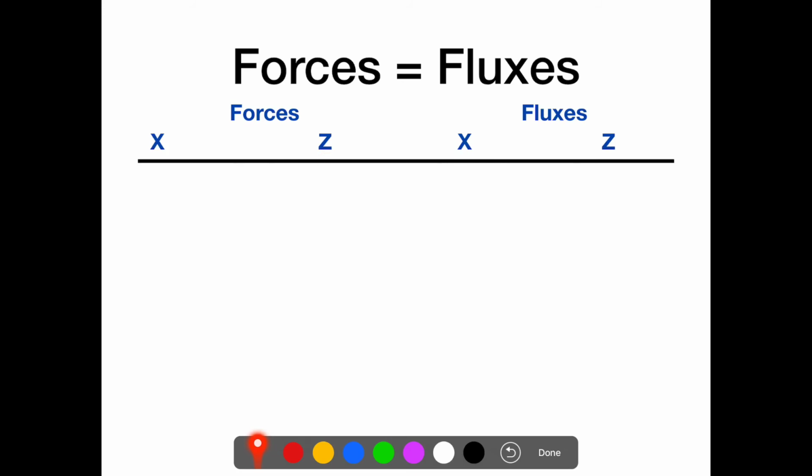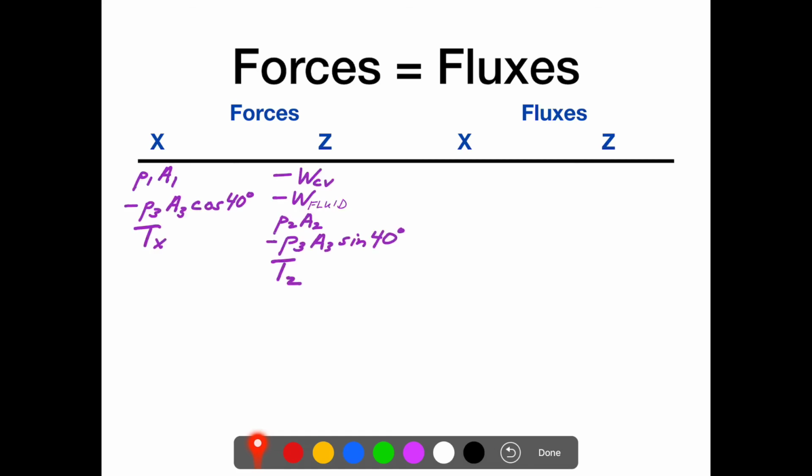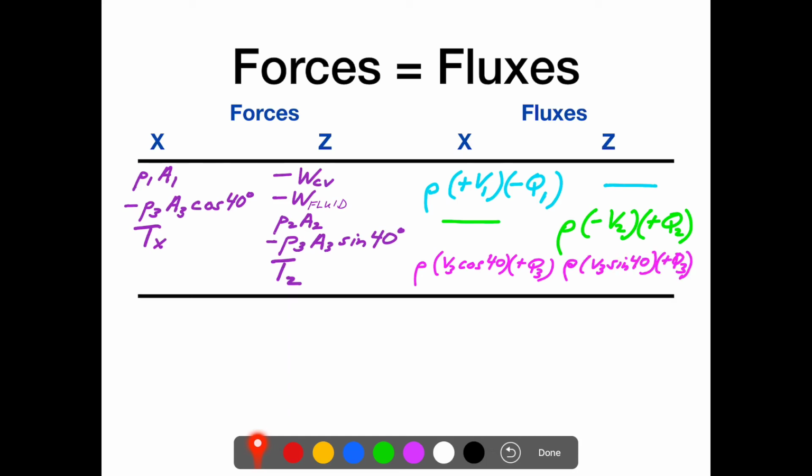And now all we're going to do is populate the table with all of the different forces and fluxes that we dealt with before. So in the x direction, we have all of these. These are the same ones we had before. In the z direction, we have all of these. We're careful to keep all of our signs correct. The fluxes is the chart that we just did, where we had those two fluxes for the control volume section, control section number 3. And we're keeping everything straight in terms of x and z.